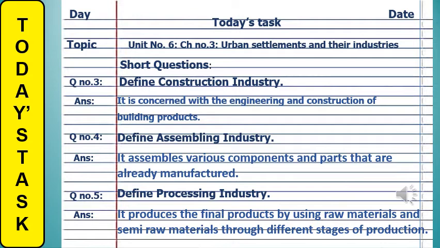कि जो पार्ट्स ऑलरेडी मैन्युफैक्चर्ड हो चुके होते हैं उनको ये असेंबल करता है यानी जोड़ता है एक साथ और फाइनल प्रोडक्ट बनाता है. Last but not the least, processing industries. So the answer is it produces the final products by using raw materials and semi-raw materials through different stages of production. So I hope that you will write down these question answers on your notebooks very neatly.